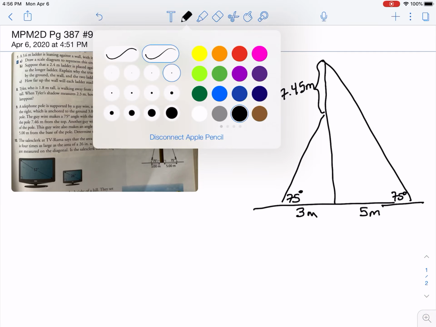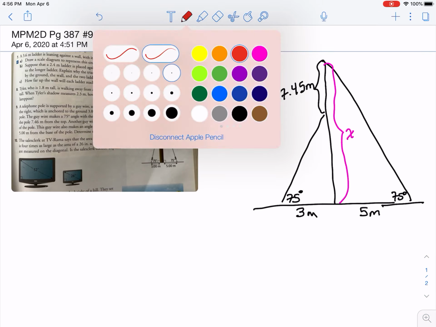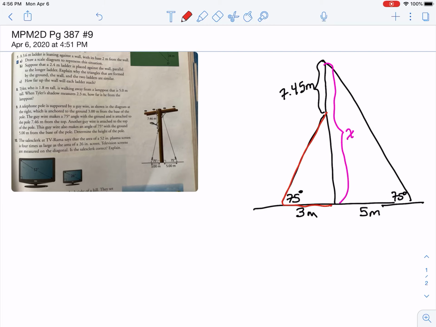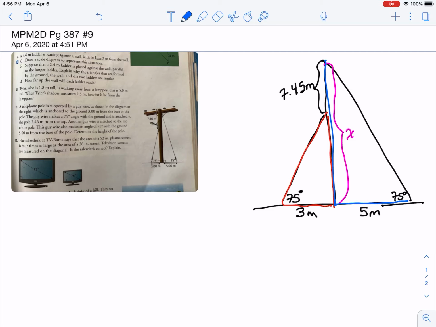All right. We know that this whole thing here is the length of the telephone pole. We can call that length x. And we also know that the two triangles here, this triangle here and this triangle here, are similar because of the angle-angle similarity. These angles are both 90 degrees in both of the triangles, and the 75 degrees is the same in both triangles. So we know that they're similar.